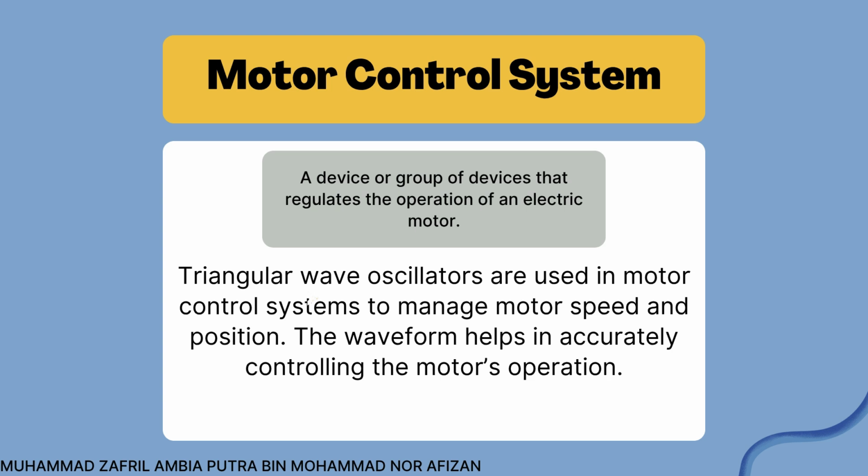Next is the motor control system. A motor control system is a device or group of devices that regulates the operation of an electric motor. Triangular wave oscillators are used in motor control systems to manage motor speed and position. The waveform helps in accurately controlling the motor's operation.